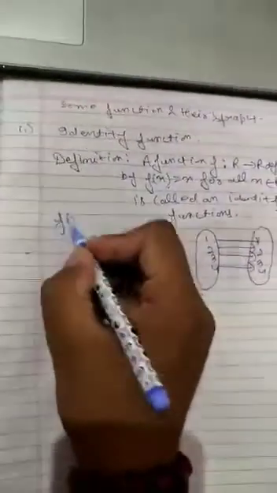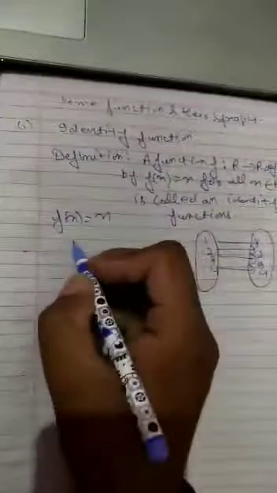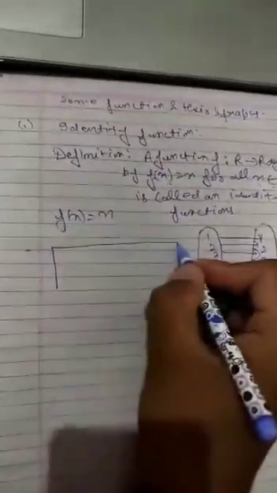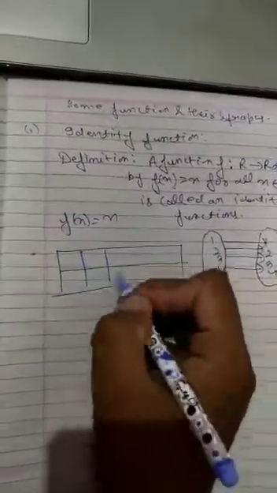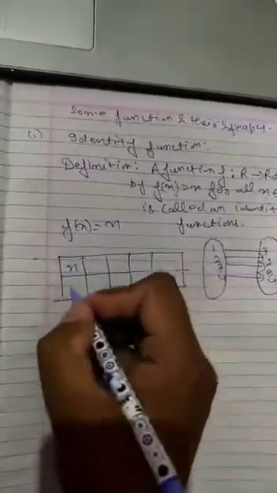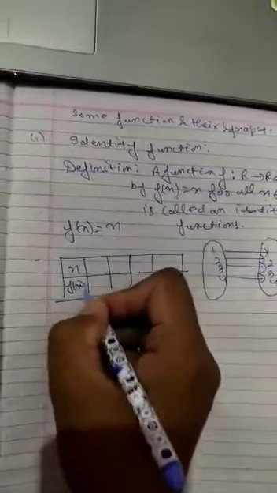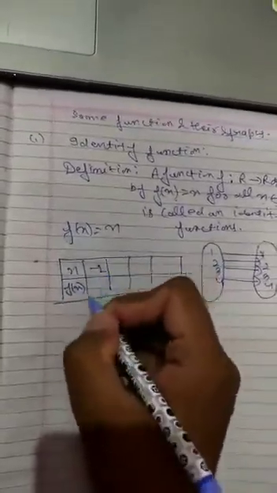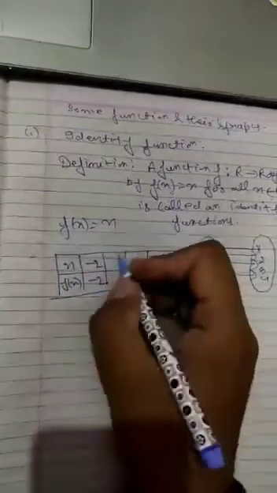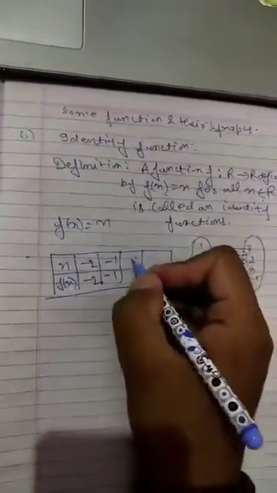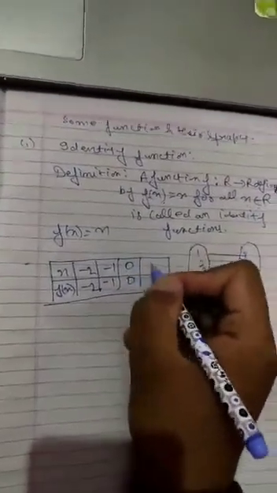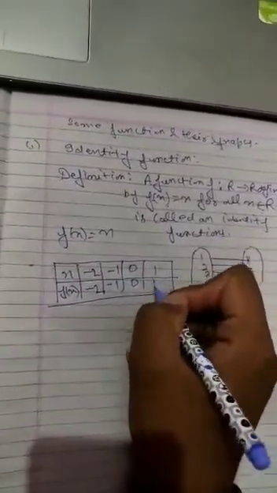So if we want to make f(x) is equal to x, if we want to plot the graph, write here x and here f(x). So if x value is -2, f(x) will also be -2. If x value is -1, f(x) will also be -1. If x is 0, f(x) will be 0. If x is 1, f(x) will also be 1.